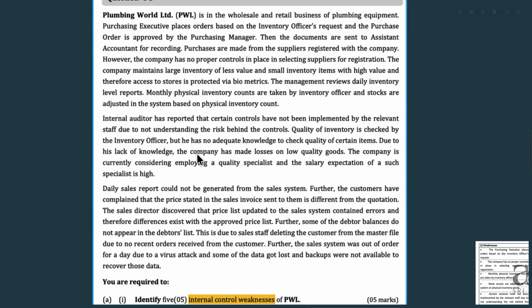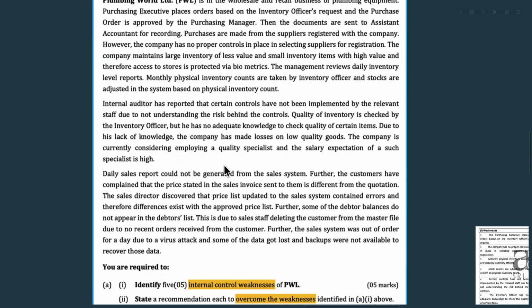Due to his lack of knowledge, the company has made losses on low quality products. Yes. So there are no proper quality control procedures as well as no internal control before releasing the products to customers. They are not checking whether it is meeting the QC, quality control. So there is a reputation risk. So the company is currently considering employing a quality specialist and the salary expectation of such a specialist is high.